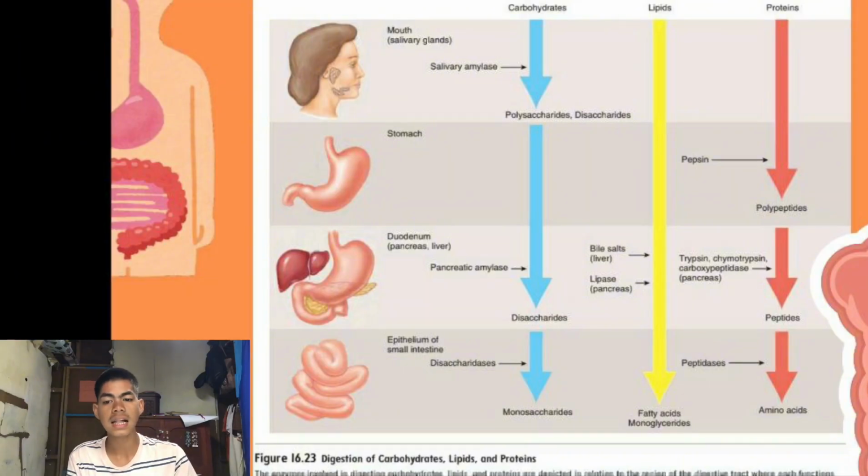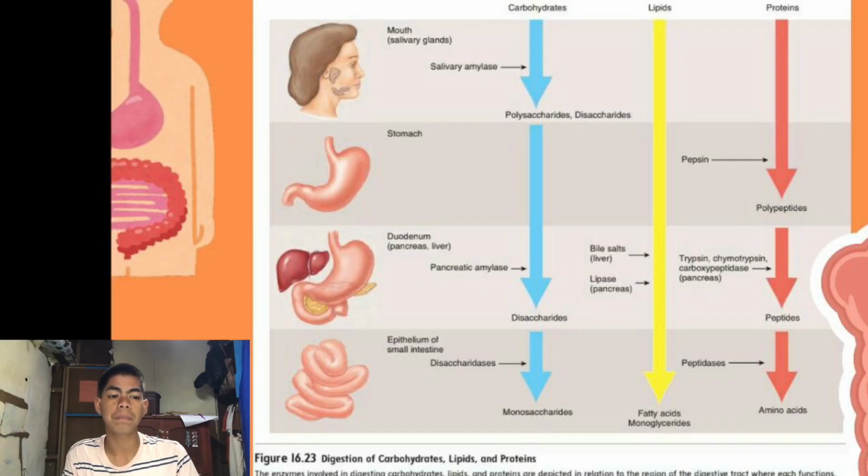So lastly, let's talk about proteins. Proteins are found in meat, fish, beans, and eggs. In the stomach, an enzyme called pepsin breaks proteins into shorter chains called polypeptides. In the small intestine, enzymes from the pancreas, trypsin, chymotrypsin, and carboxypeptidase further break them down into smaller peptides.